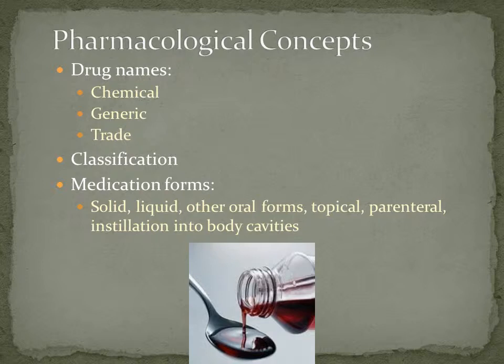An example of a well-known medication: the chemical name is N-acetyl-para-aminophenol. The generic name is acetaminophen, and the trade name is Tylenol or Panadol or Tempra. Drugs are classified according to their characteristics, their use on body systems, or their desired effects. Some medications can have more than one classification, such as aspirin, which can be an analgesic, an antipyretic, or an anti-inflammatory.